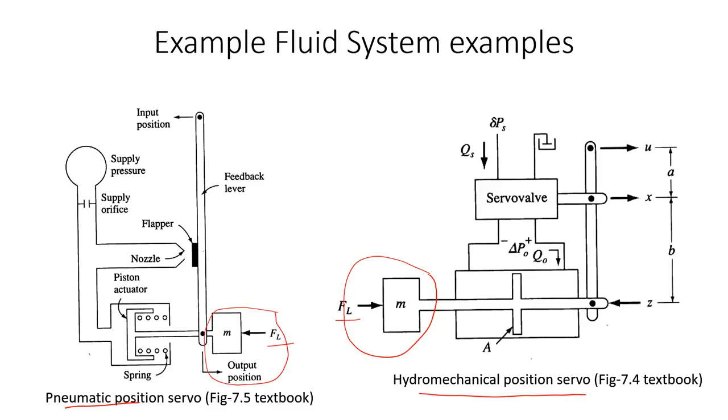In case of the hydromechanical position servo, we are going to utilize the properties of some liquid as a fluid by means of actuation. These are the examples given in the textbook, figures 7.4 and 7.5, that I intend to cover in more detail in the next lecture.